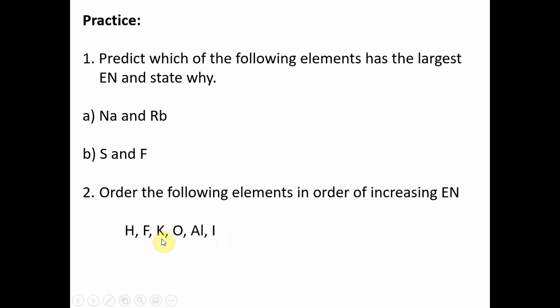Potassium actually would be the least electronegative. It's in the first column, so way over on the left side of the periodic table. So that would be the first one. So potassium, then aluminum, then iodine, then hydrogen, then oxygen, and then fluorine. Okay, so the order: potassium, aluminum, iodine, hydrogen, oxygen, and fluorine.